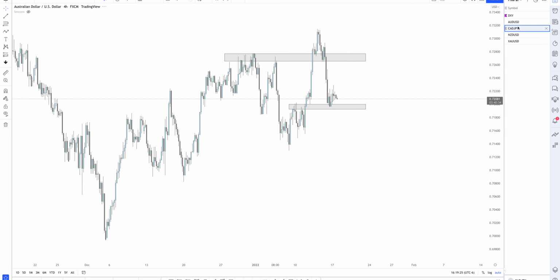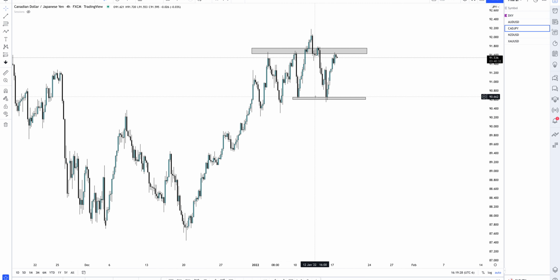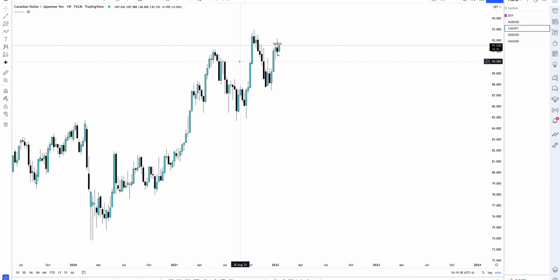So amazing work. CADJPY, right now it's stuck between 90.700 and 91.800. Because it's in a range, before I get into that, let's have a look at the weekly.